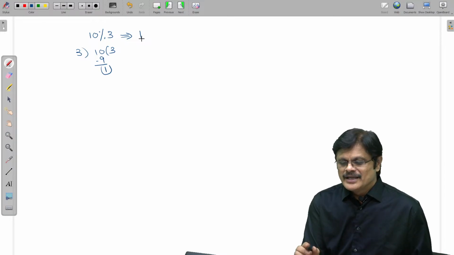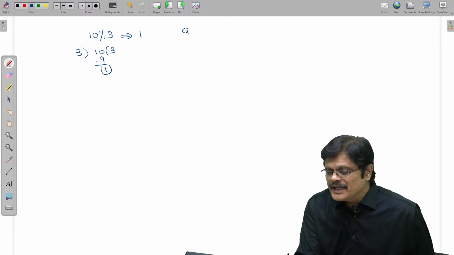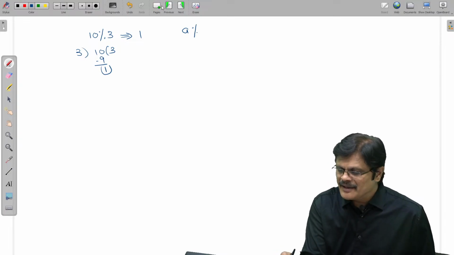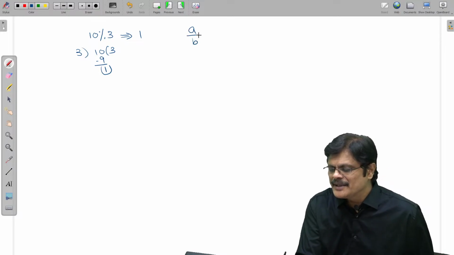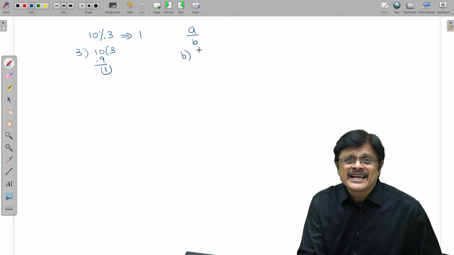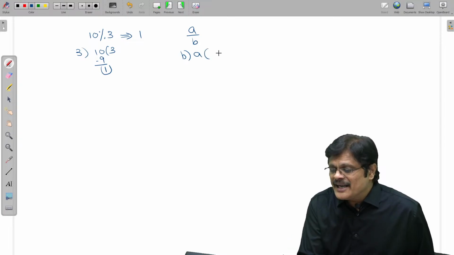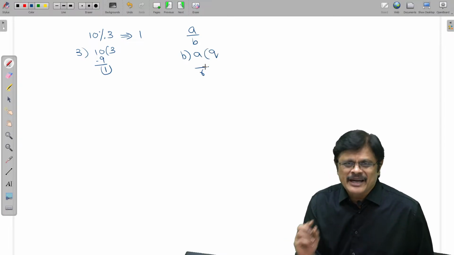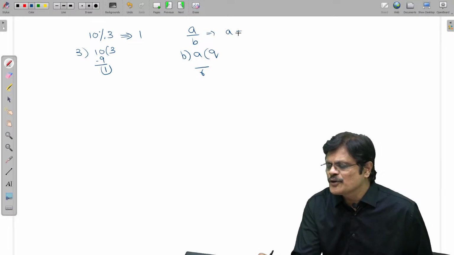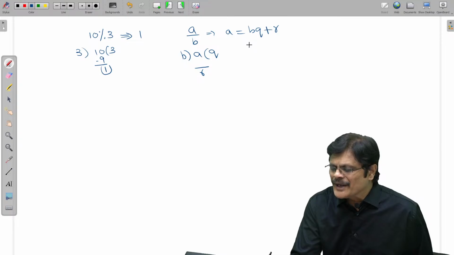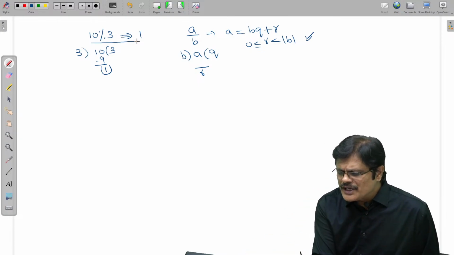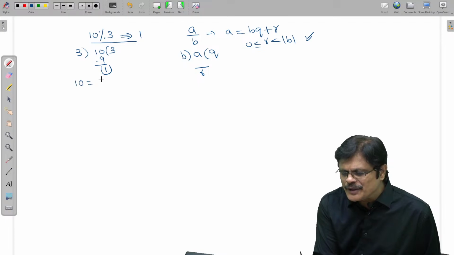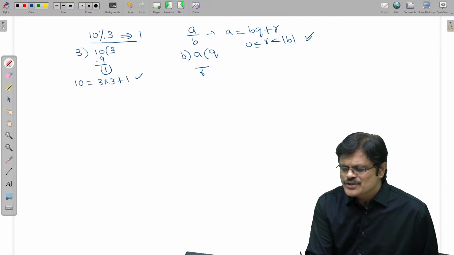Please remember, whenever you divide A by B, B is the divisor, A is the dividend, you get some quotient and then you get some remainder. So the result here is A equals B times Q plus R, where the remainder should be between 0 and the absolute value of B. This is actually the division algorithm. So 10 equals 3 times 3 plus 1. So exactly you get the answer.